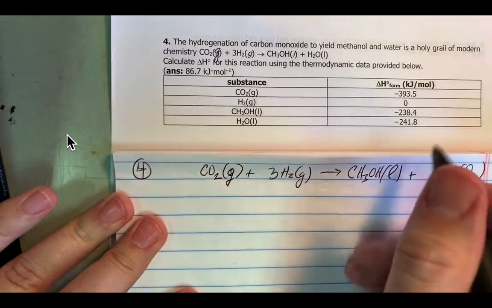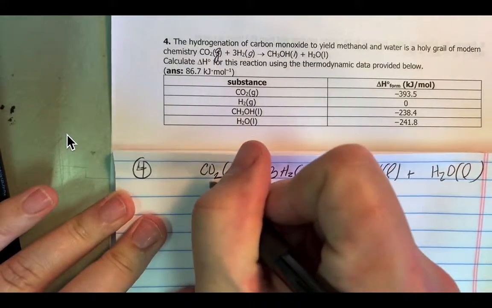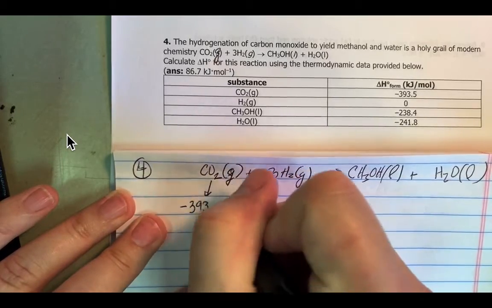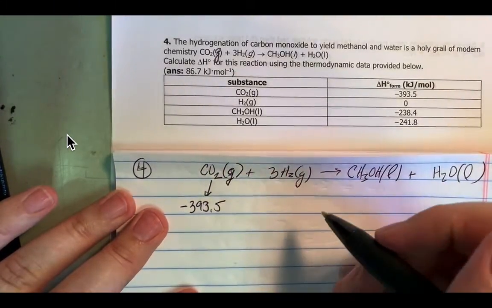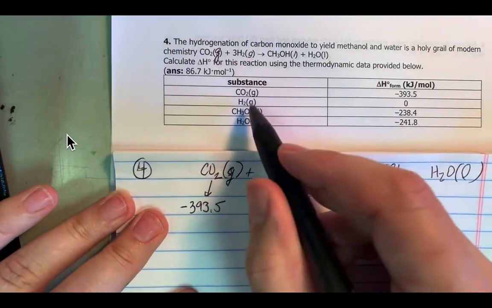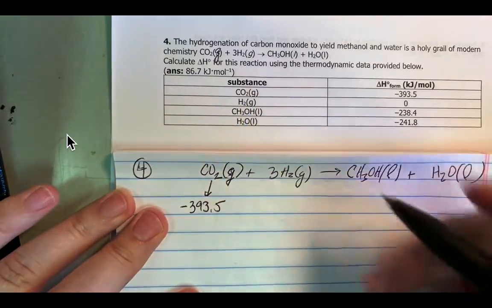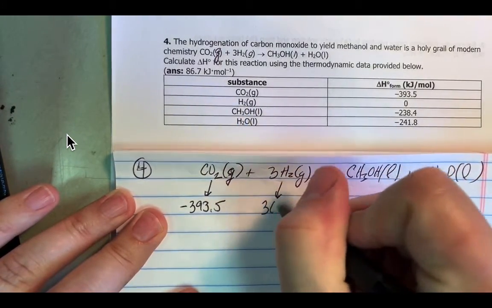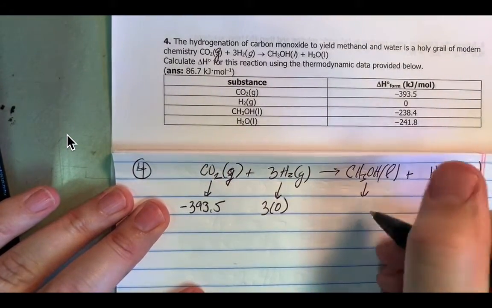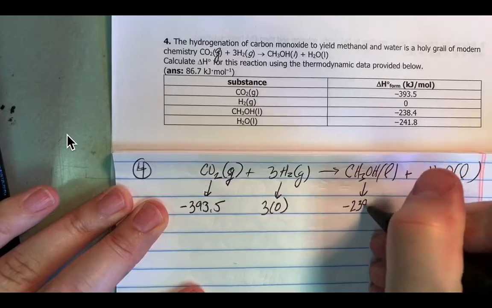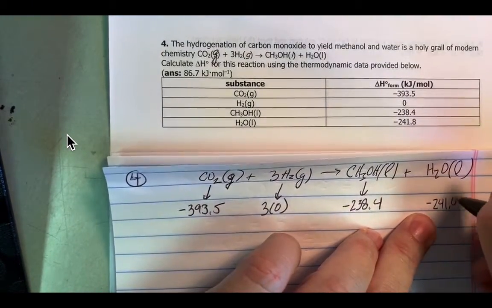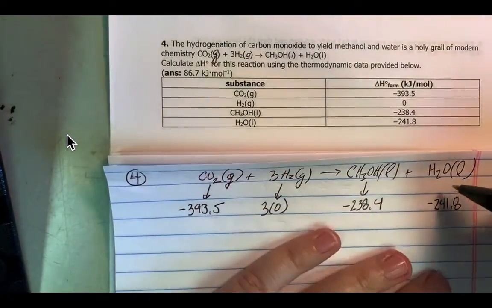Now I'm going to just pull the data from the table. For CO2, it's minus 393.5 kilojoules. For H2, the delta H of formation for an element in its standard state is 0. If we want to be fancy, we can say that's 3 times 0 since there's 3 moles of those. I'm just transferring my data from the table.